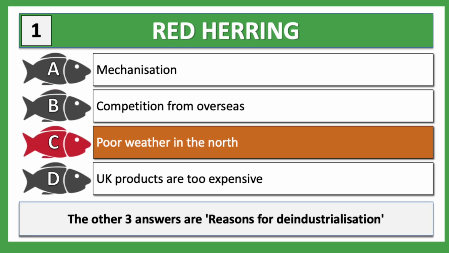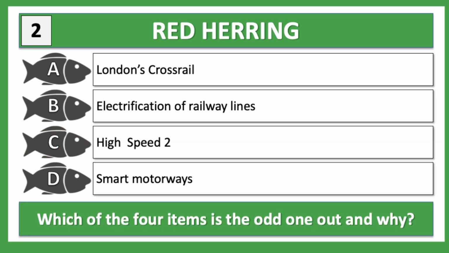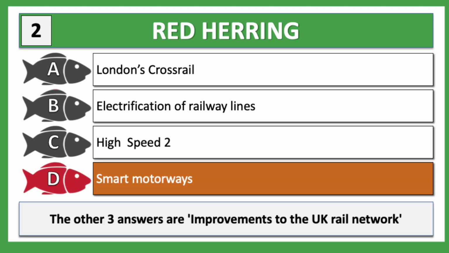Okay, let's reveal the answer. It's poor weather in the north. So the others are reasons for deindustrialisation. Number 2. London's Crossrail, electrification of railway lines, High Speed 2 and smart motorways. Which is the odd one out and why? Let's have a look. It is smart motorways. The others are improvements to the UK rail network.